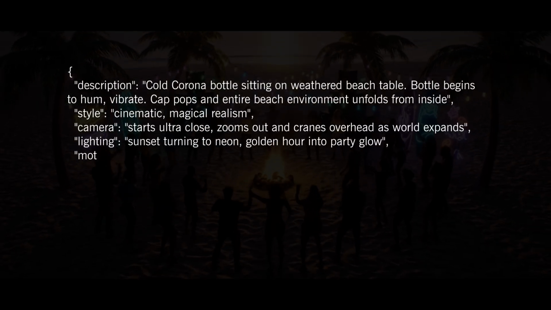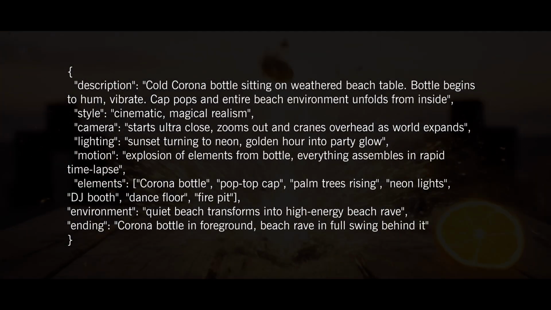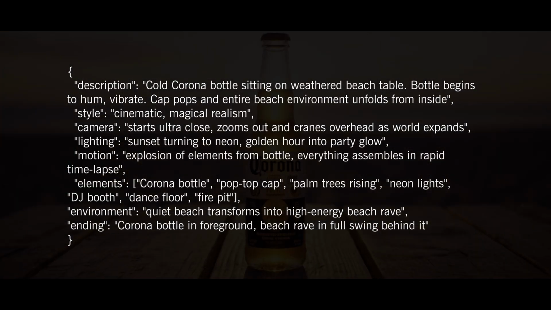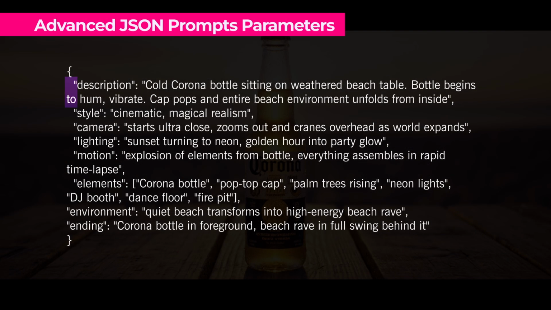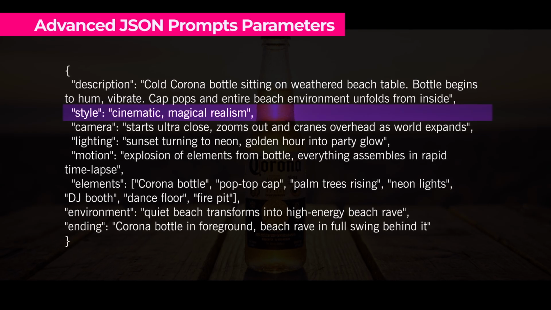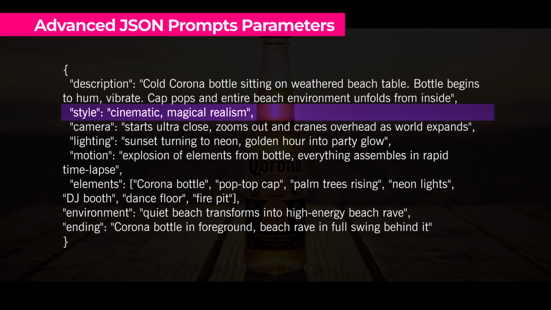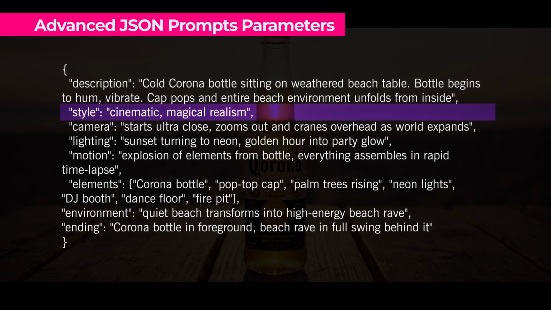To get professional results, you need to know these advanced parameters that are used in the most effective JSON prompts. Let's see the basic parameters. Description is the main description of what you want to see. We also have style and environment. Style is the visual style. For example, we can say photorealistic, cinematic, futuristic, or minimalist, etc.